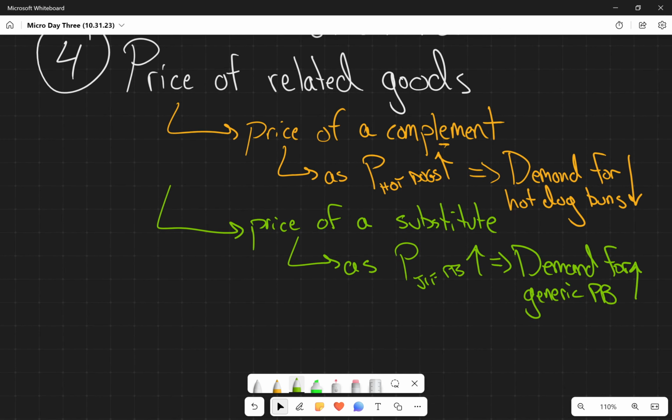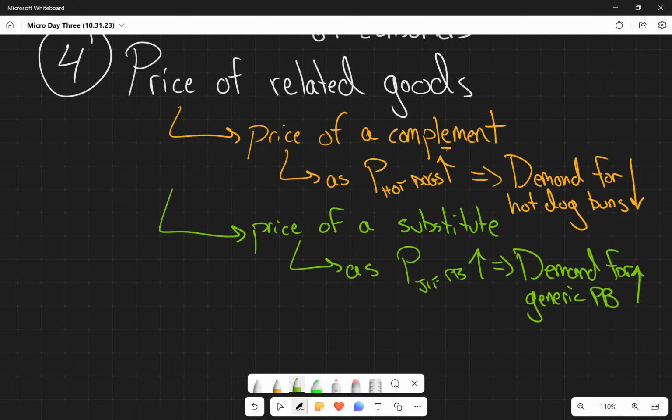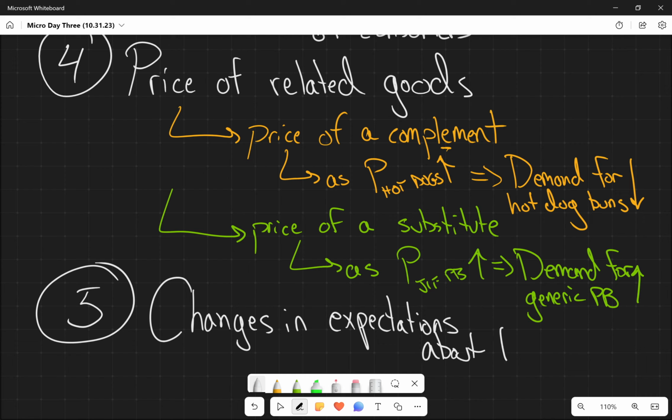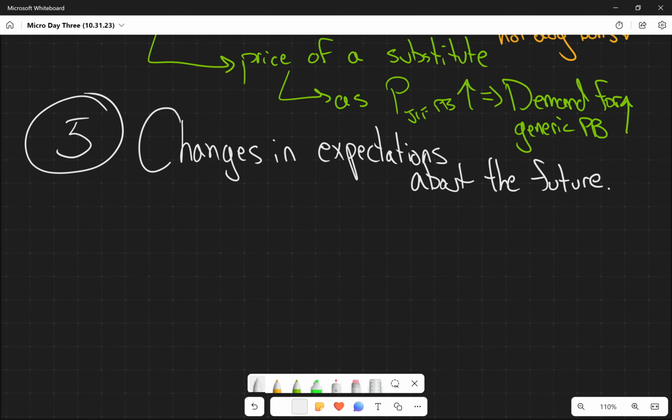Okay. Last but not least, probably the most confusing of them, changes in the expectation about the future. So changes in our expectations about the future. What the heck is this talking about, right?